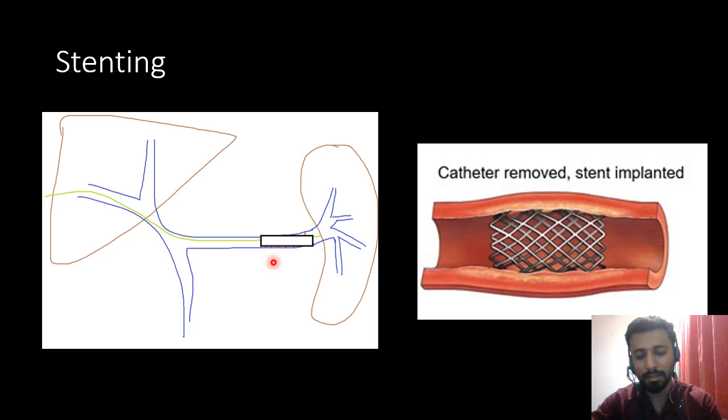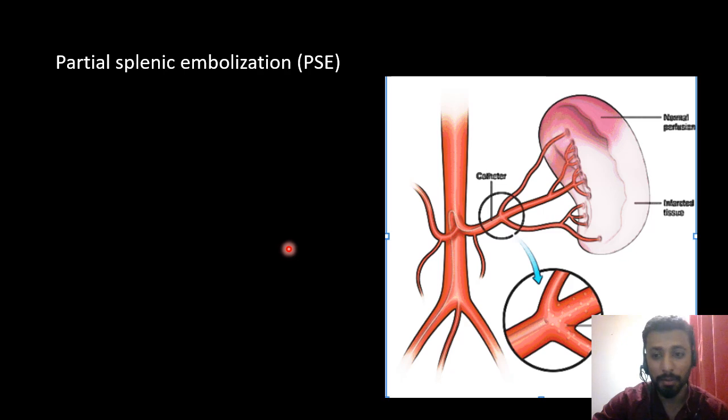So we can do venoplasty and stenting. So this is another option, the second option. Let's come to the most important topic. These are some of the famous techniques that have been developed in the last decade. You can see that when I said the surgeons, what they do is remove the spleen. But you don't have to remove the spleen anymore.